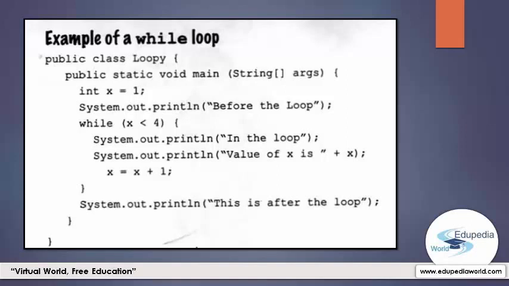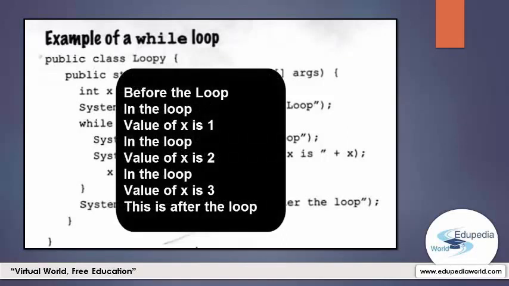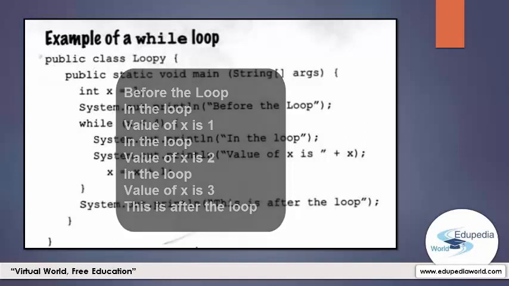Now can you tell me what is the whole output of this code segment? Yes, at the end we will get something like this in the command prompt. Before the loop, in the loop, value of x is 1. In the loop, value of x is 2. In the loop, value of x is 3. And this is after the loop.